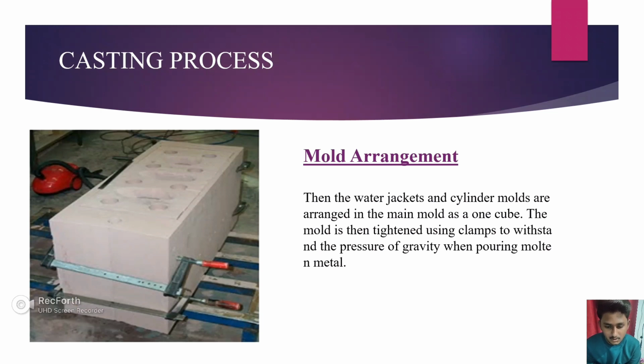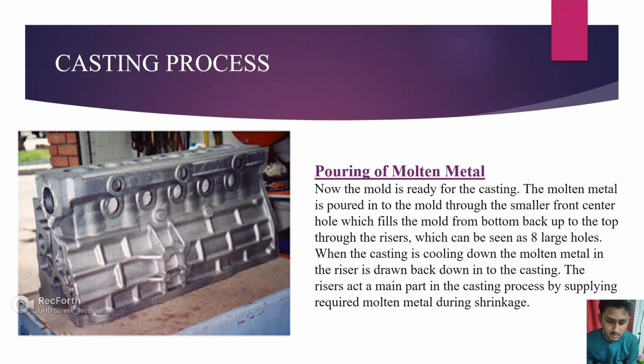And the next is mold arrangement. The water jackets and cylinder molds are arranged in the main mold as one cube. The mold is then tightened using clamps to resist the pressure of gravity when pouring molten metal. And the last one is pouring of molten metal. Now the mold is ready for casting.